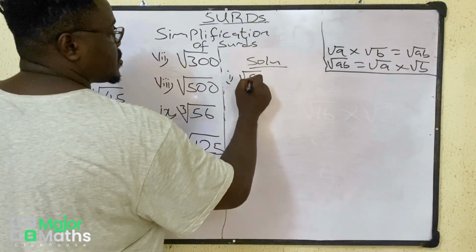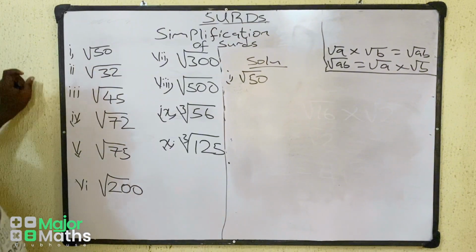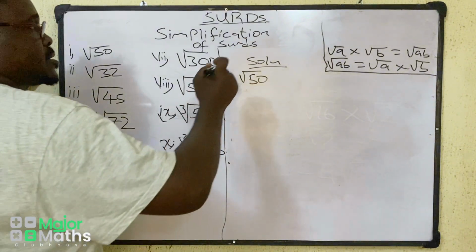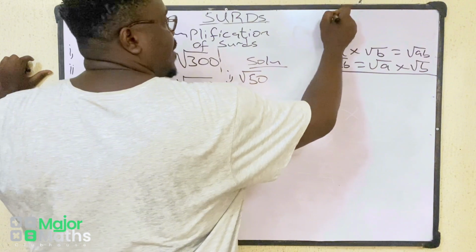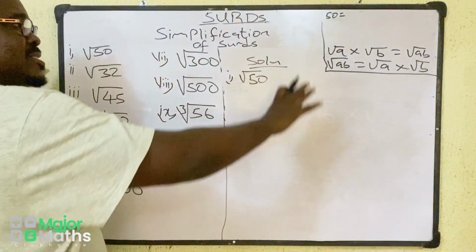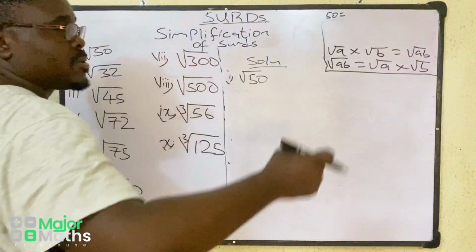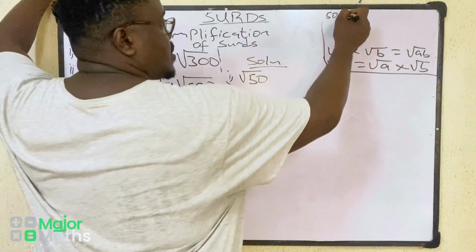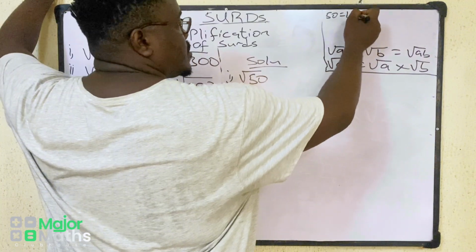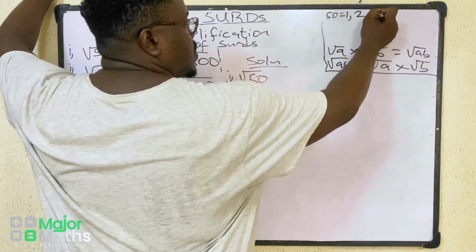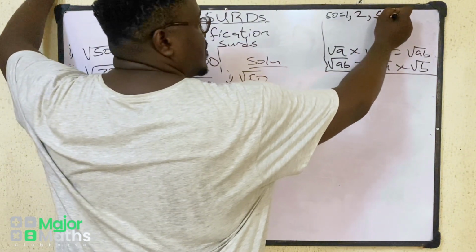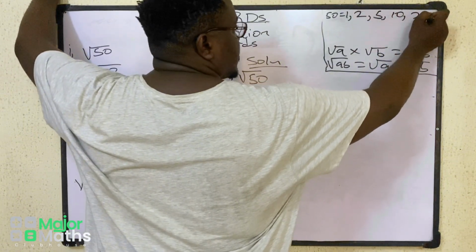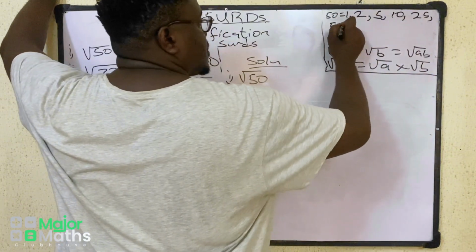All right, so the first problem we have is root 50. The first thing you should normally do in this situation is get out all the factors of 50. So let's just take this little place as our workbook, you and I. The factors of 50: 1, 2, 5, 10, 25, and 50.